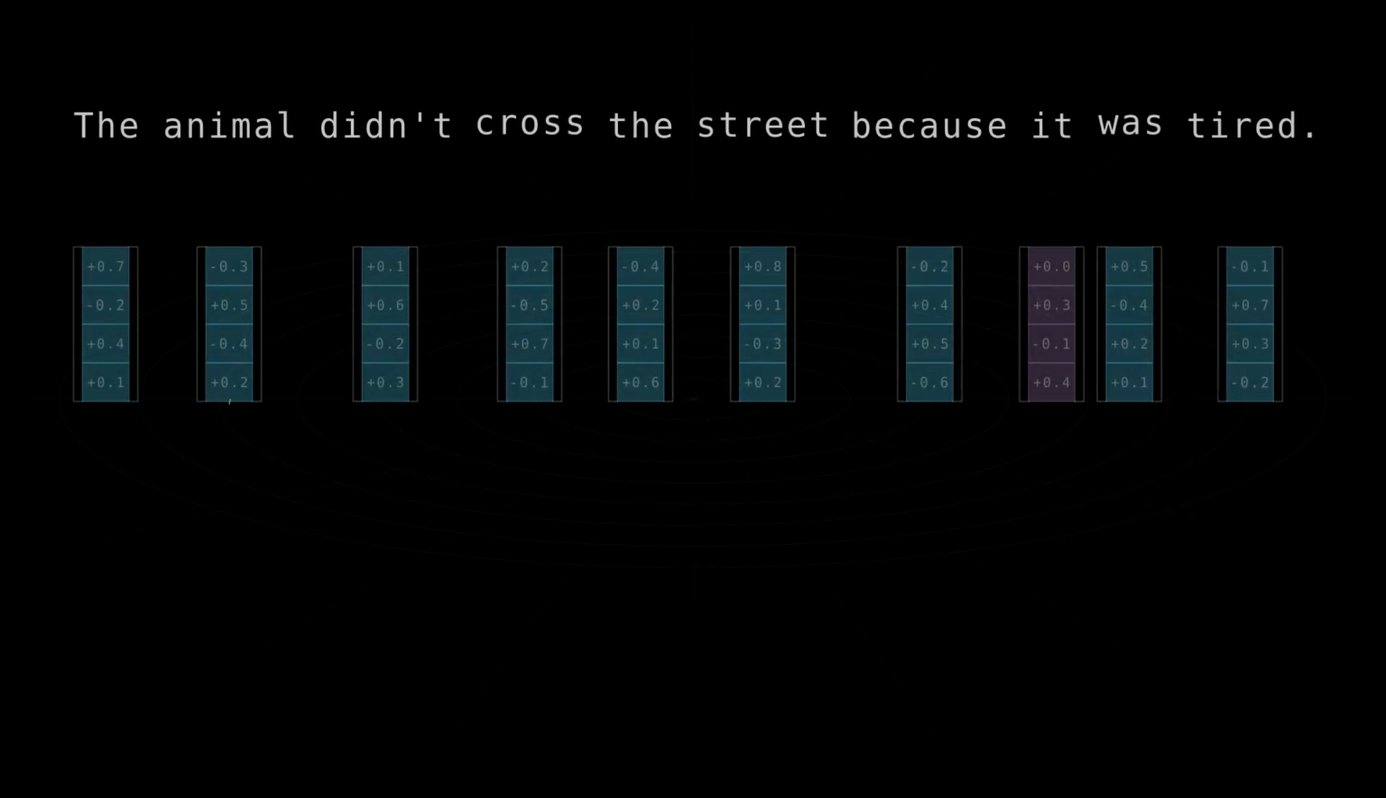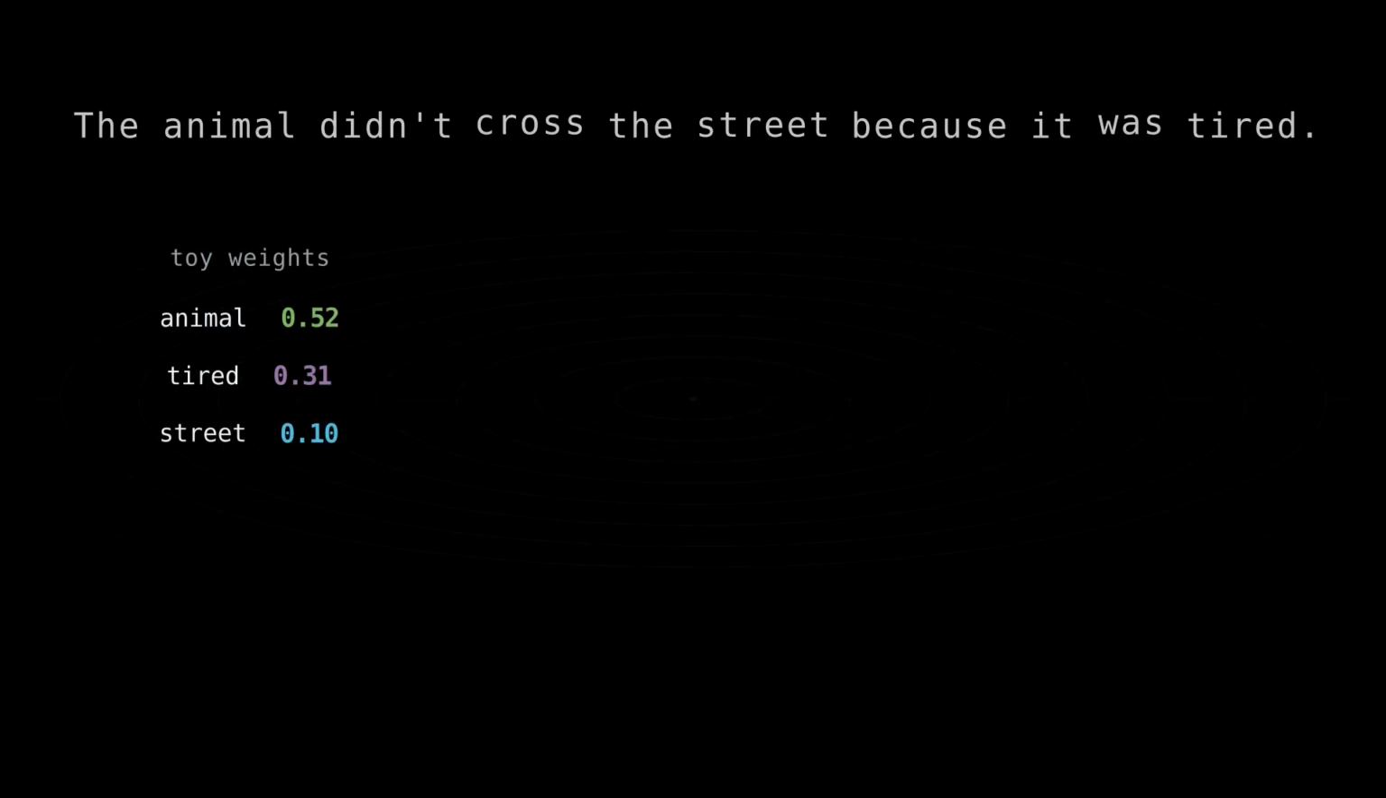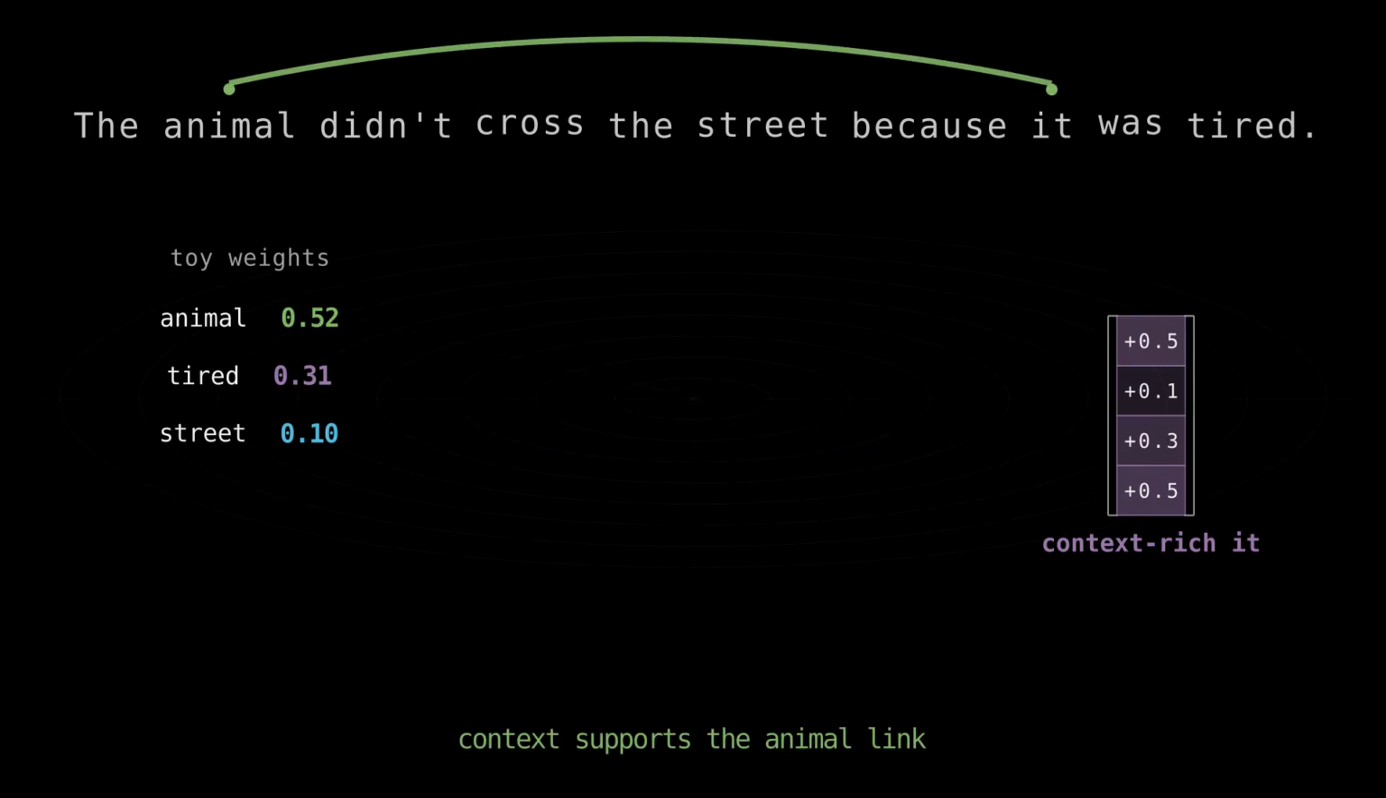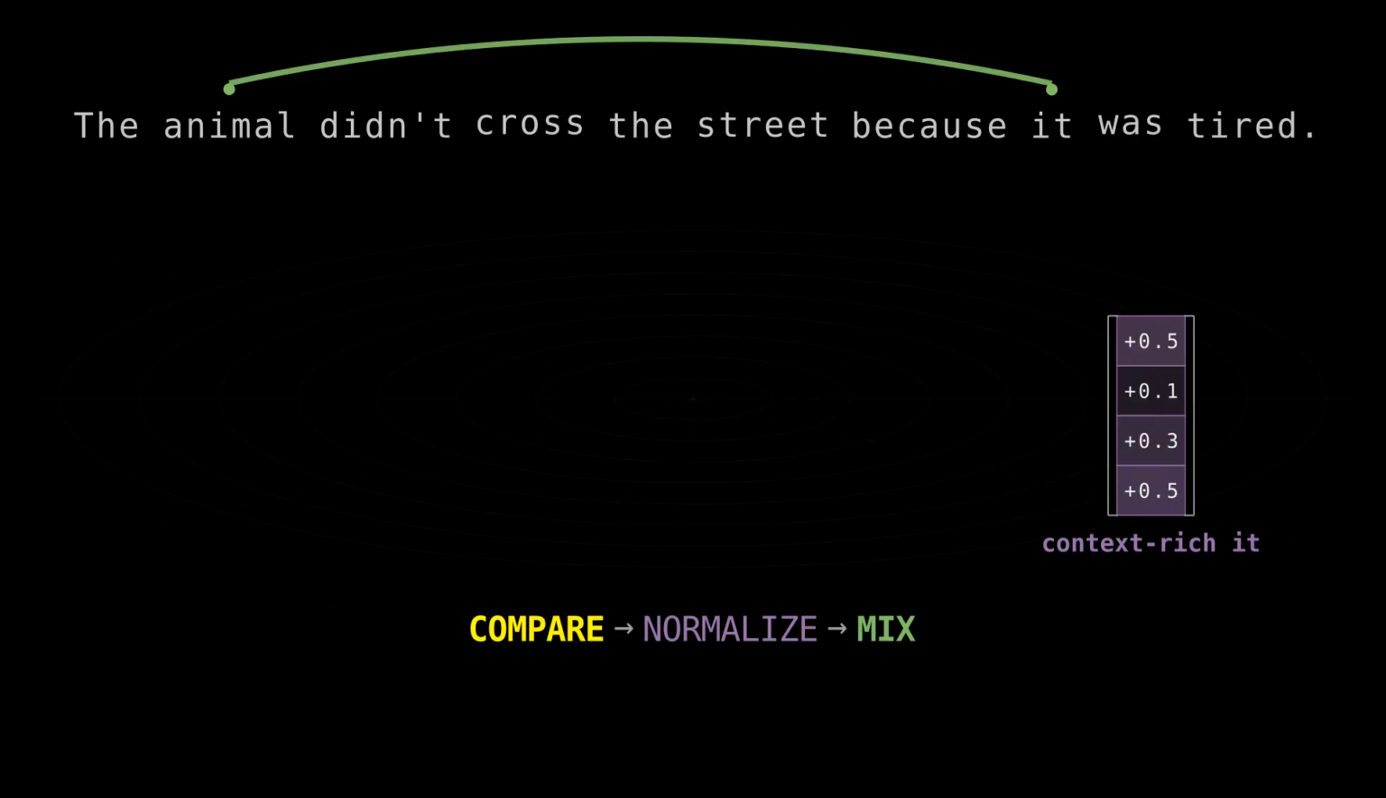Return to the opening sentence. The query from it compares with the keys. Animal and tired receive strong toy weights. Their values contribute strongly to the new representation. Street contributes less. The output now carries the context that helps later layers treat it as connected to the animal. That answers the episode's question. Every token decides what matters through learned vector comparisons, normalized into weights, followed by a weighted mixture of information.